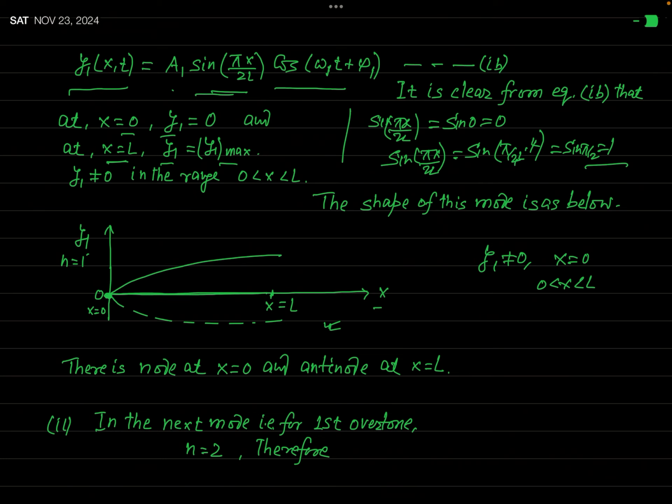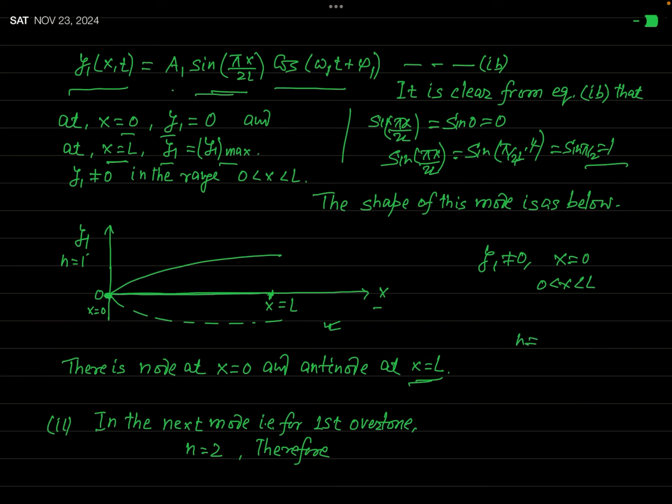Now, at this point x equal to 0, there is a node, and at x equal to L, since displacement is maximum, this point x equal to L corresponds to an antinode. Okay. Now let us think about the next mode of vibration.